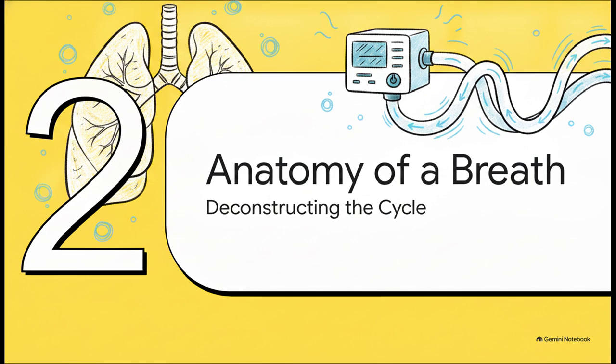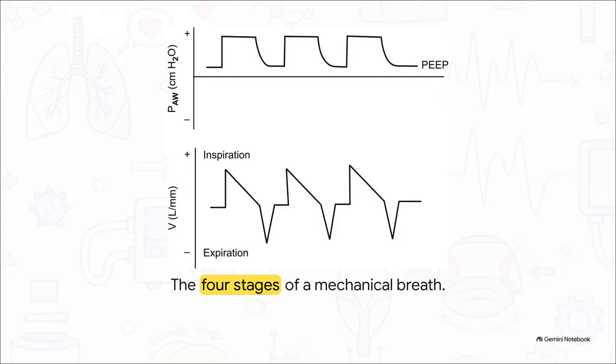Moving on to Section 2, Anatomy of a Breath, Deconstructing the Cycle. When we break down the mechanics, the respiratory waveforms map out four distinct phases of a mechanical breath. First up, the trigger phase initiates the breath. This is either prompted by the patient's own effort or, if they're out, by the machine's timer. Next is the inspiratory phase, where air is actively pushed into the lungs. Then comes cycling. Cycling is the exact split second the machine decides to stop inhalation. Finally, we have the expiratory phase.